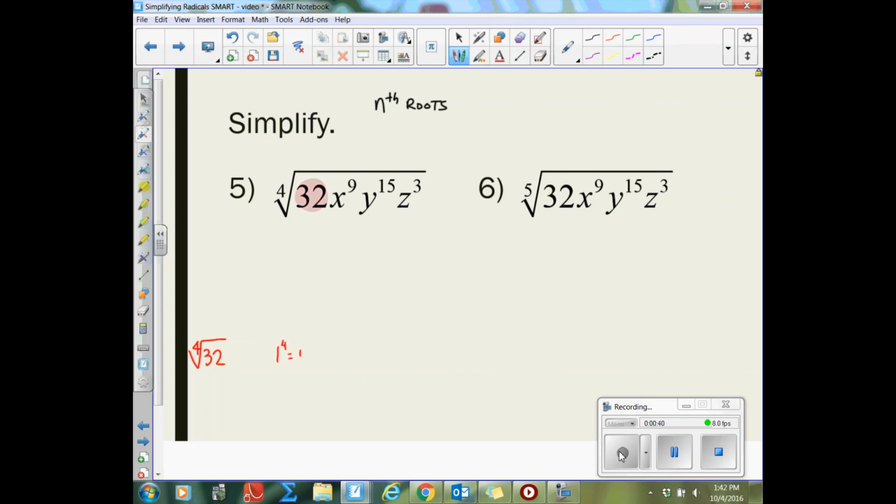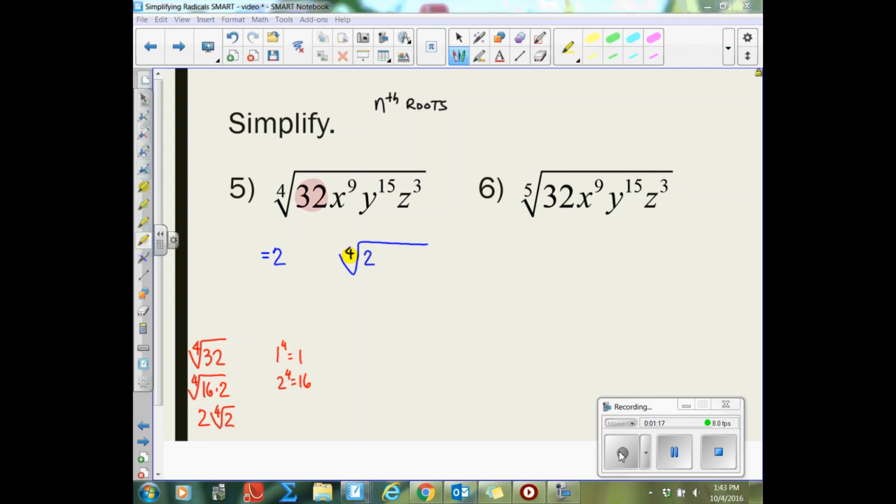1 to the 4th is 1. 2 to the 4th is 16. Aha! 16 happens to be a factor of 32. So the 4th root of 16 is 2, with a leftover factor of 2. You just also still have to have your root index in the radical of the answer.